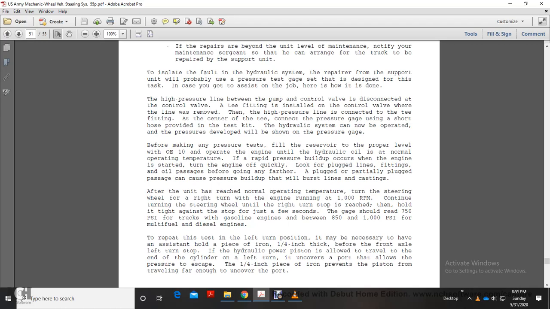Before making any pressure tests, fill the reservoir to the proper level with OE10. Operate the engine with the hydraulic oil at normal operating temperature. If pressure builds up rapidly, turn the engine off quickly. Look at the plugged lines and fittings and the oil passages before going any further. Plugged or partially plugged passages can cause pressure build up that will burst lines and castings.